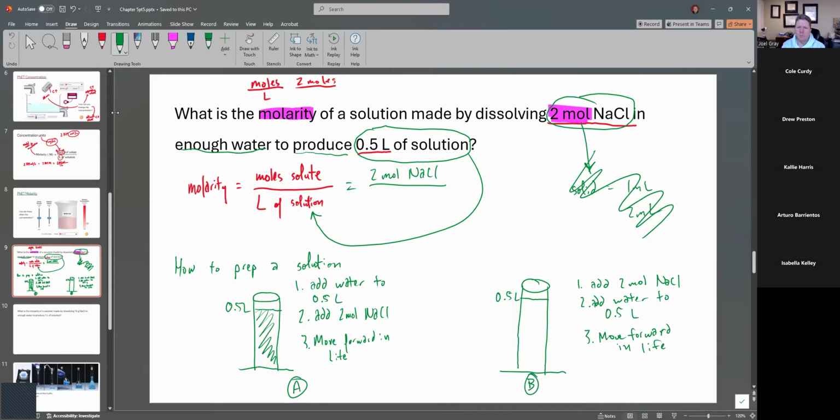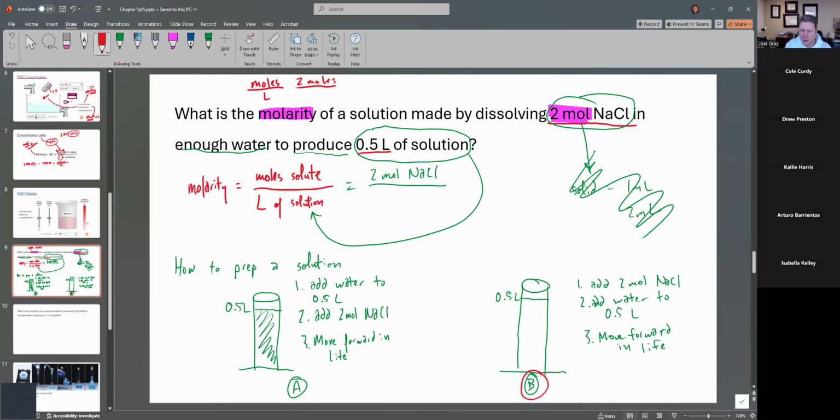Which do you think is the correct way to prep a solution? And if you're unsure, put C. But if you think it's A, put A. If you think it's B, put B. If you're unsure and you're just sitting on the edge of your seat to find out, press C. Okay, so I'm getting a good mixture. Most recently, I'm seeing lots of A's. Now, I'm going to tell you right now, the correct way is B.